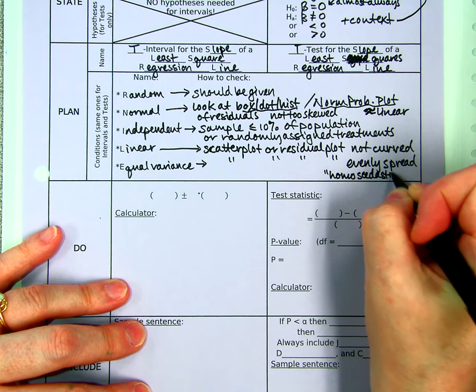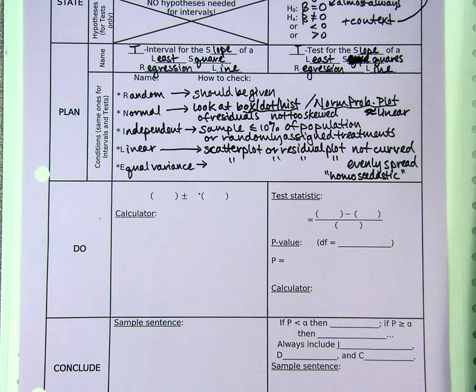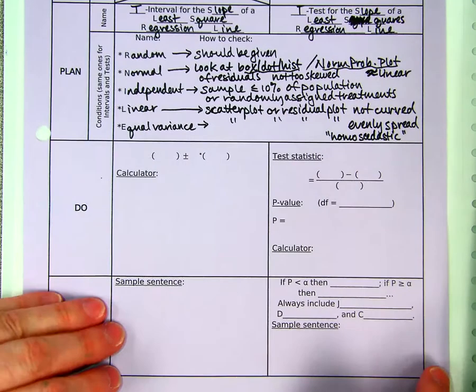Sometimes people like to use that word to impress people. It really impresses the AP readers if you use that word correctly in your comments, but you don't have to. You could just say evenly spread. All right, so all of that we've done several times, and I hope that they're getting more and more familiar.